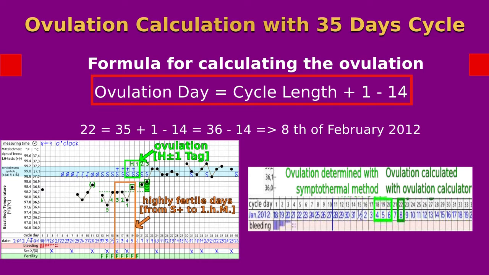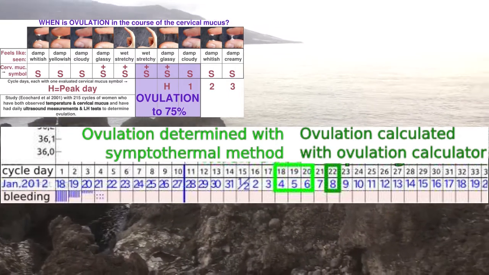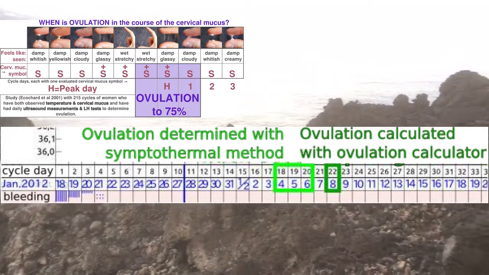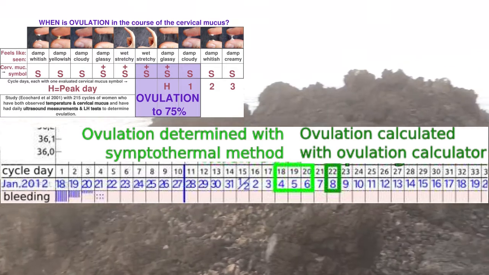The second example is the same cycle, but now the calculation was 35 days long. Taking the same dates as a basis and estimating 35 days as the length of the cycle, the ovulation calculator gives the 8th of February 2012 as the most likely date for ovulation.